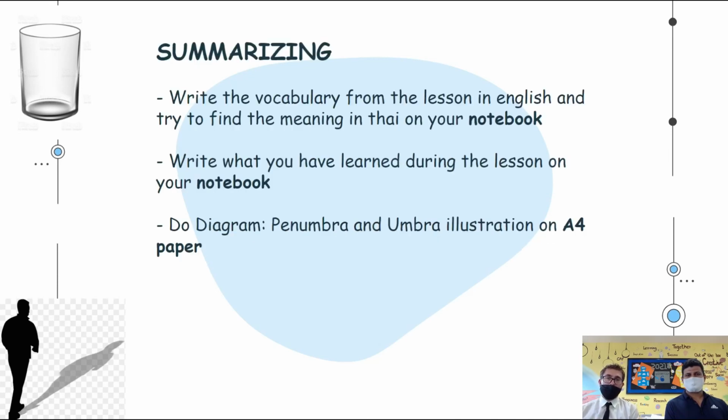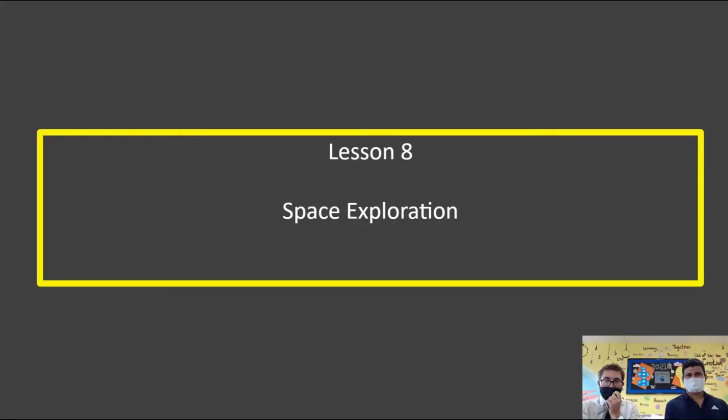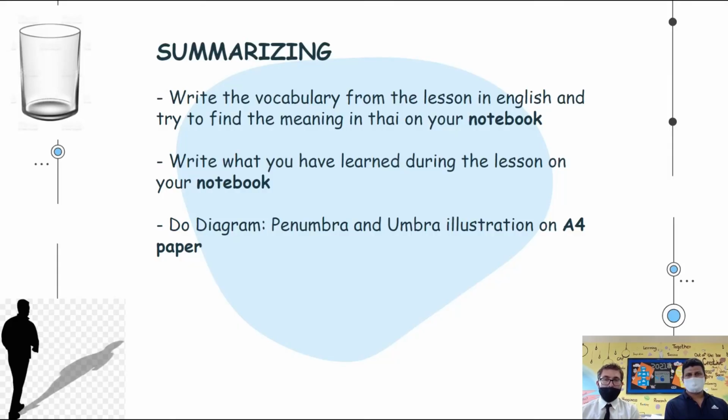And then as always, write the vocabulary in English and find the meaning in Thai in your notebook. And finally, you have to make a diagram for the penumbra and umbra illustration of a solar and lunar eclipse on an A4 size paper. Okay, see you for the next lesson.